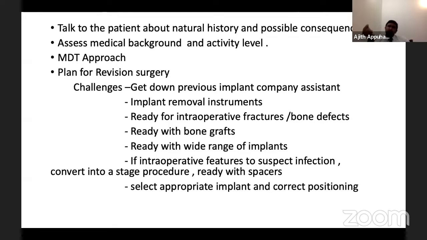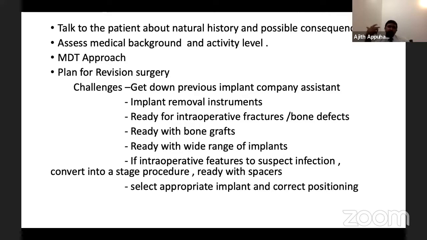Then you need to touch on the possible challenges in this patient. The first challenge is to exclude infection. Then you need to assess the bone stock. Next, get all the details of the previous surgery, talk to the implant company and get assistance ready, because we need to get all the particular removal instruments from that implant company. Talk to them and arrange everything.